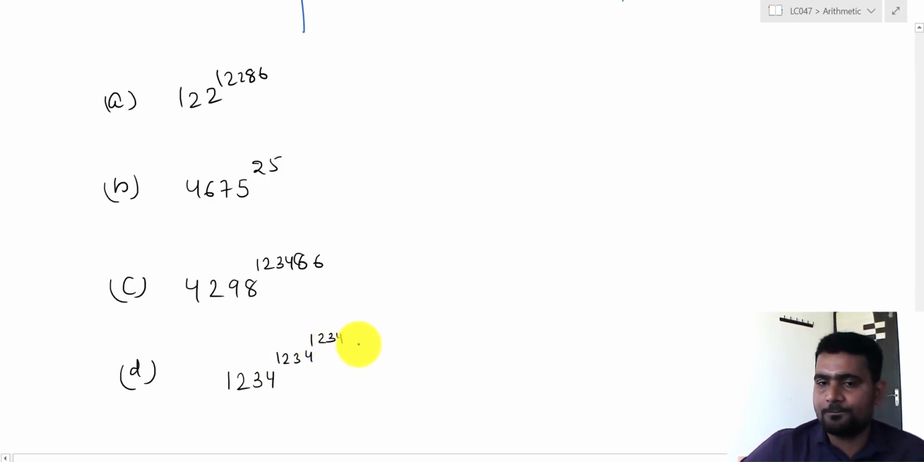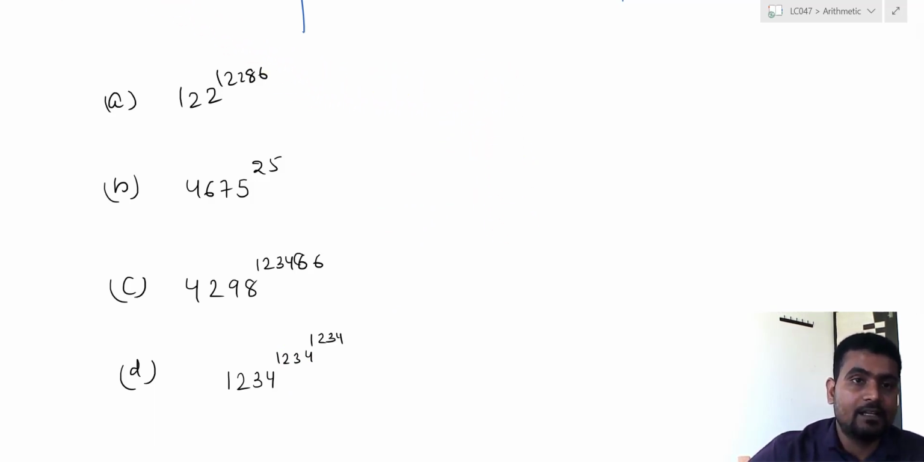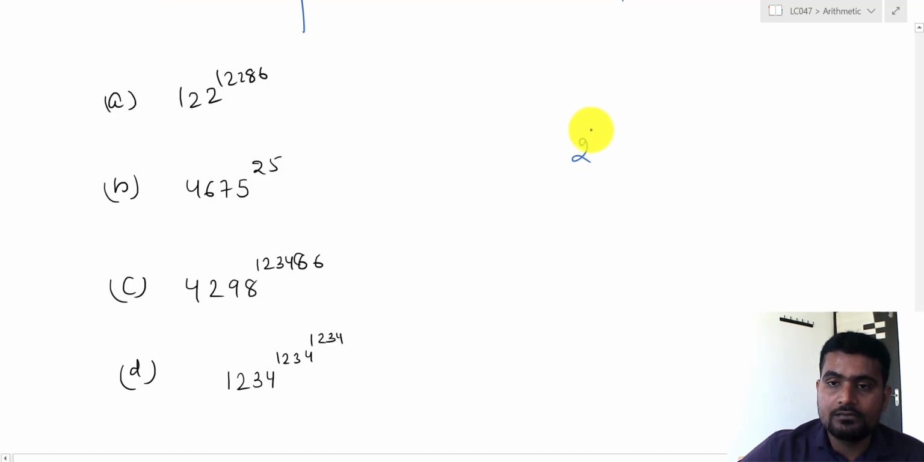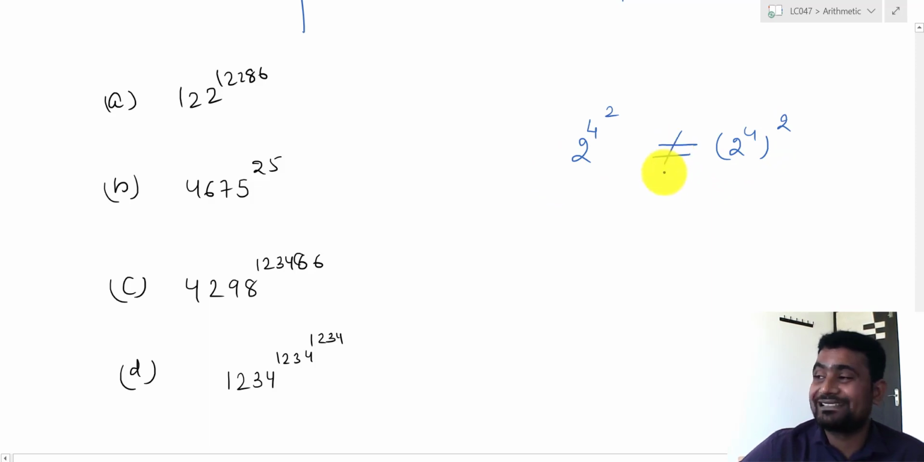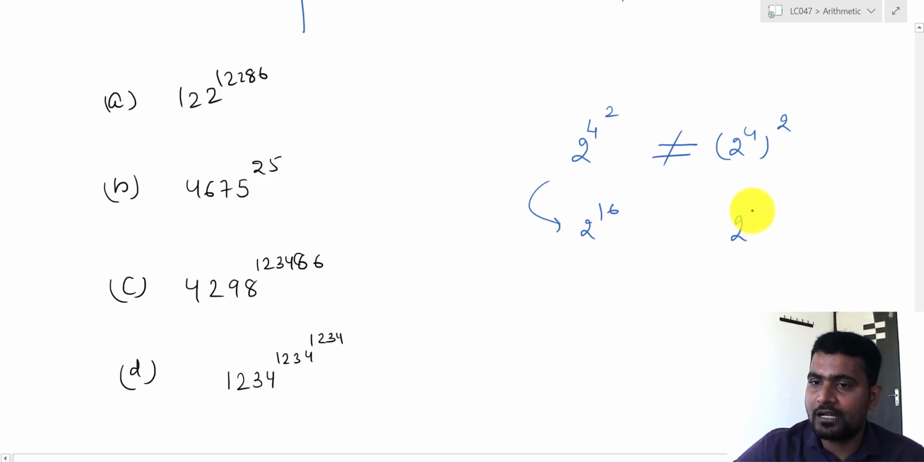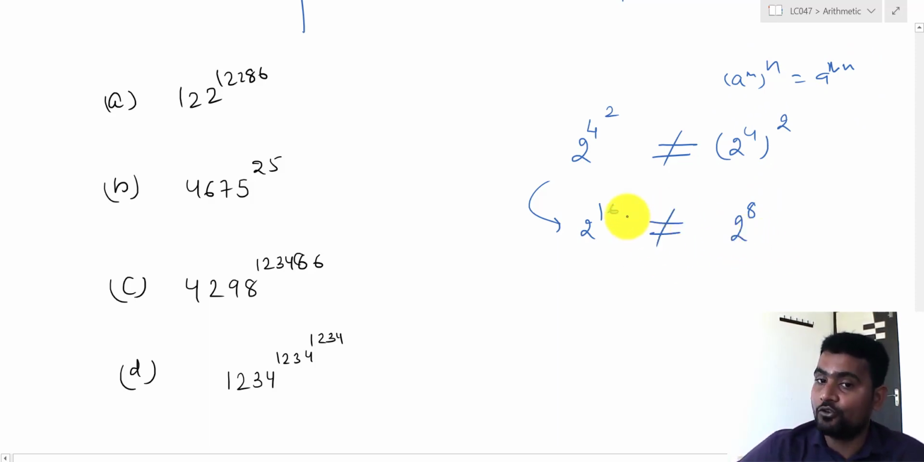Okay, there's one more thing I want to tell you, that many people make a mistake in this understanding. If I tell you 2 raised to power 4 raised to power 2, and 2 raised to power 4, all raised to power 2, these two expressions are not the same. Many people make this mistake. You don't make this mistake, because if you solve it, one is actually 2 raised to power 16, and the other one is 2 raised to power 8. A raised to power m raised to power n is what? A raised to power mn. So this is 2 raised to power 8. It is not equal. So don't make this mistake.